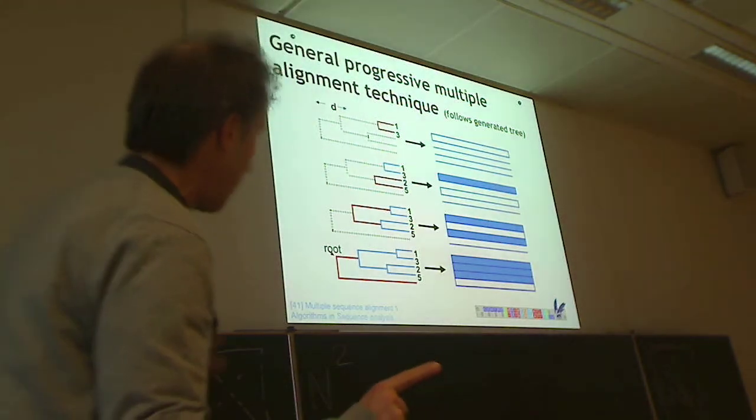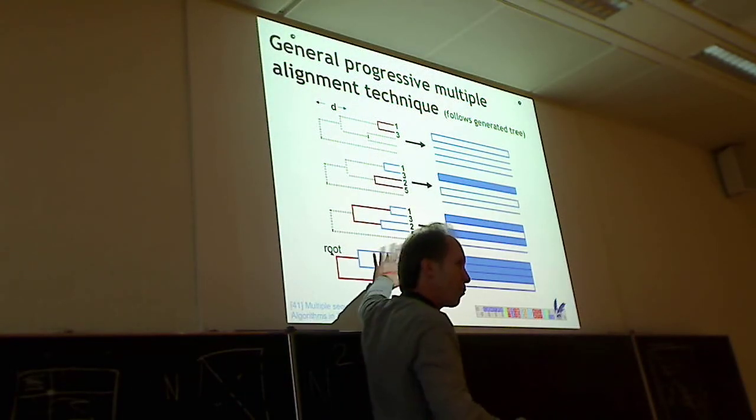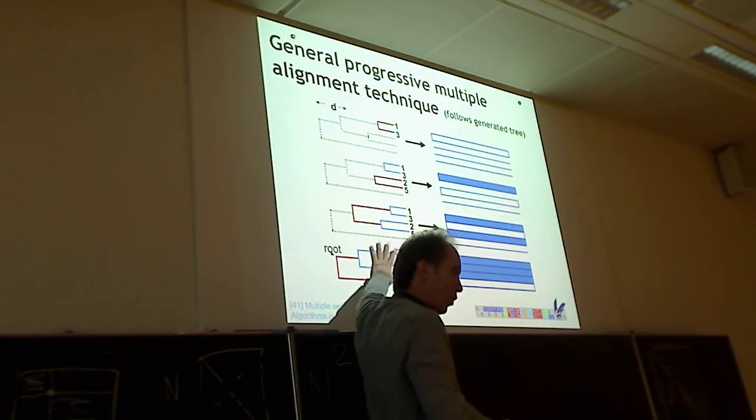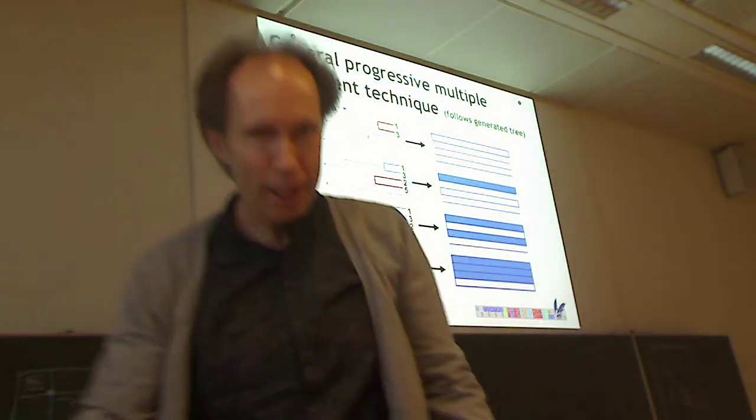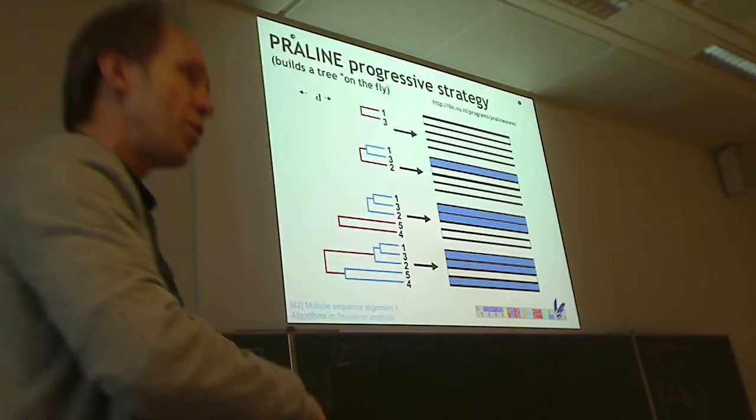Okay. Praline is doing something else. So how does this work? You calculate this tree before you do anything. You have the order, and you follow that order diligently, in principle. And with Praline, we said, no, we're not going to do this.